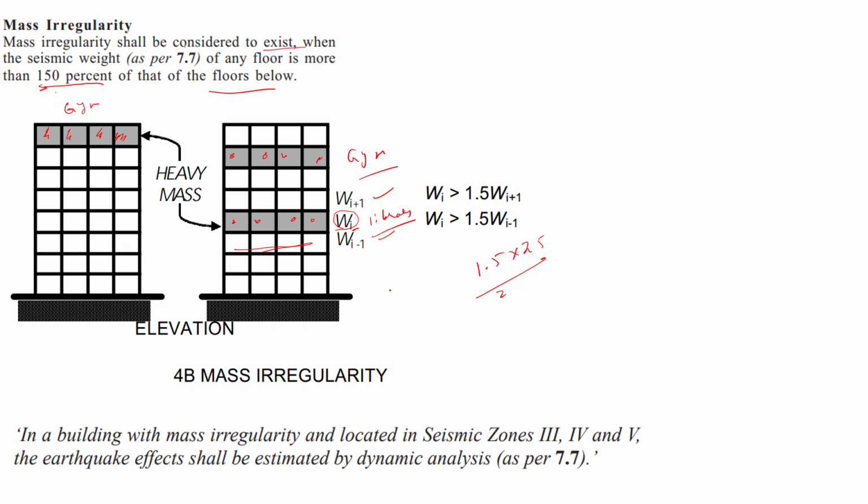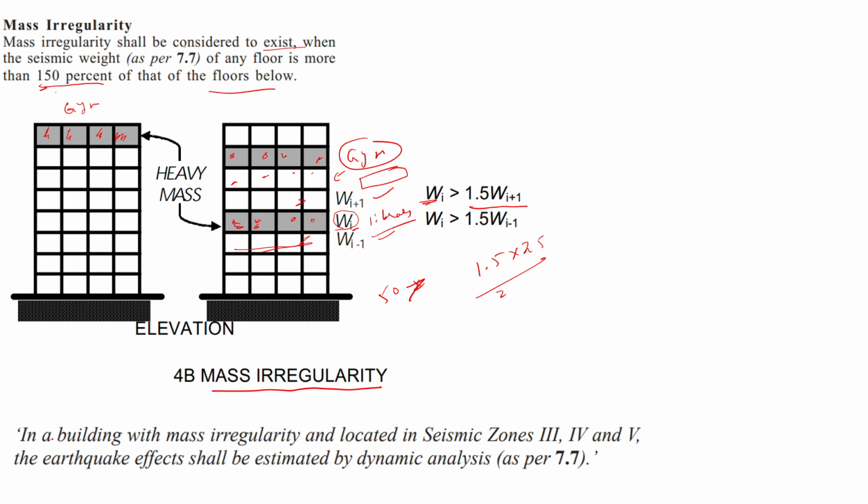If you multiply this and, for example, this weight is 50 or something like that, it shouldn't be more than this one. So you should remember that the heavy mass should not be more than the weight. For example, if you are placing a gym here, and below that there is some kind of structure like rooms, the mass shouldn't increase. So that is how it works. Whatever weight is there shouldn't exceed 1.5 times the structure above or below. Okay, so that is how mass irregularity works.